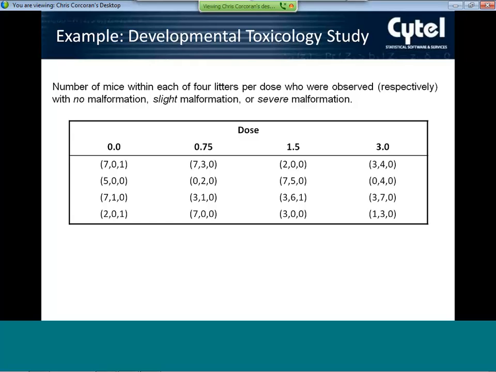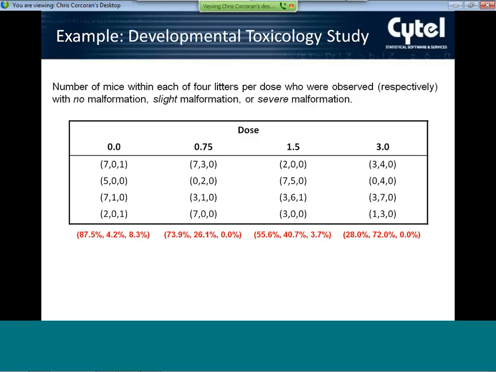Here are data from a developmental toxicology study. So there were 4 litters per dose, or 4 impregnated mice per dose, who then, after being exposed to this toxic substance, were sacrificed and their litters were examined to see how many of the fetuses within each litter were observed with either no malformation, just a slight malformation, severe malformation, or death.